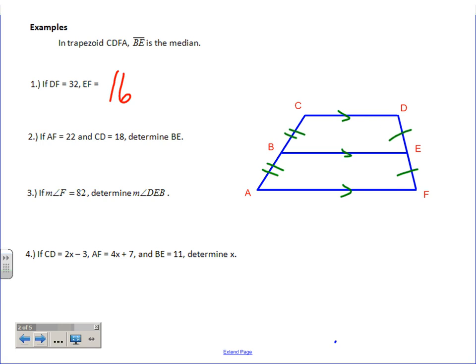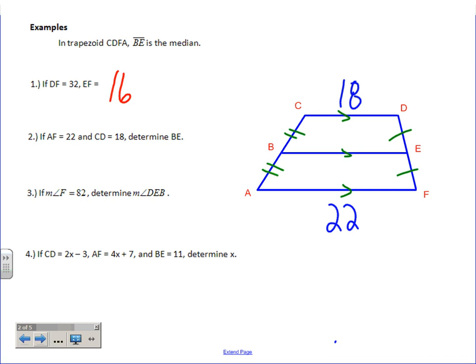All right, let's try another one. AF, where is that? Here it is. 22. CD is 18. Determine BE. Well, BE is the median, so we would use the median formula. Does it matter which one's base 1 and which one's base 2? Does that really matter in the formula? No, so you just pick.